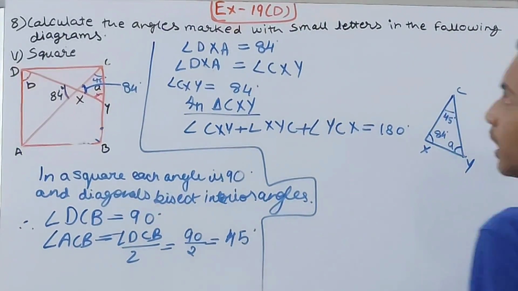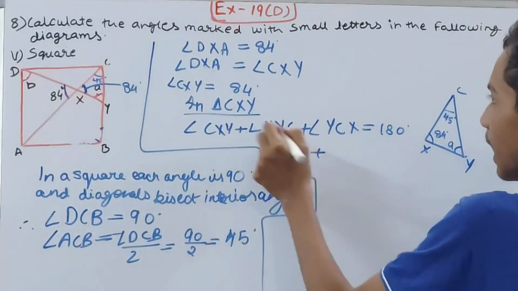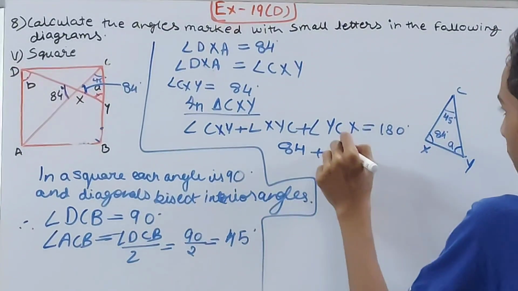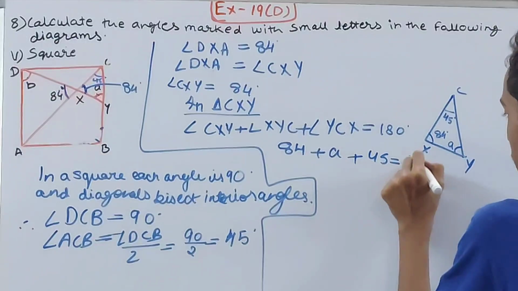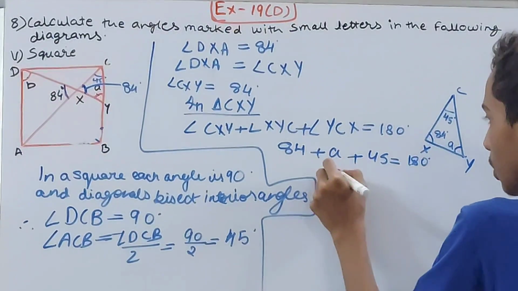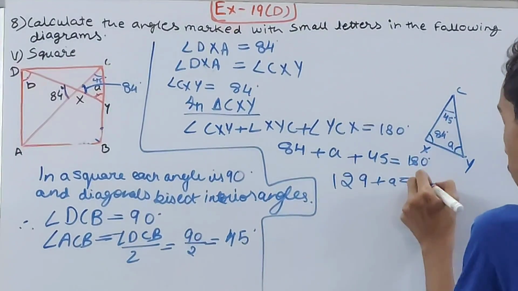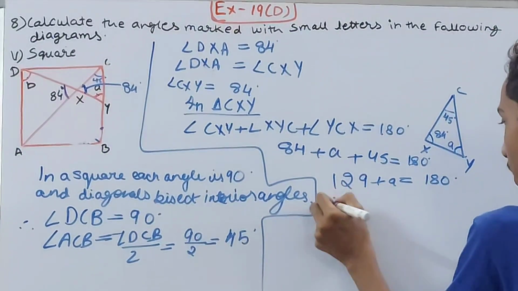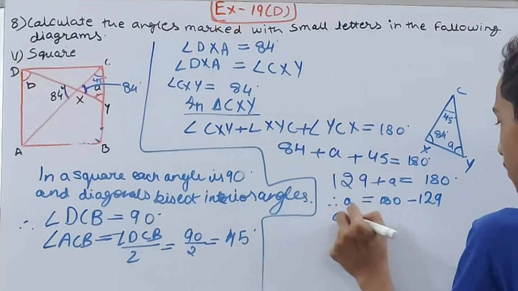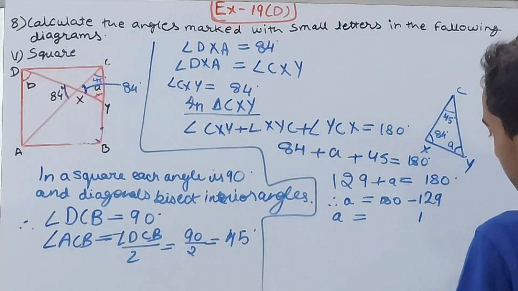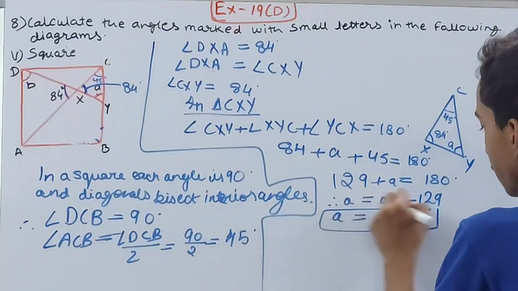So look here carefully. CXY is 84 degrees, XYC it is A, YCX it is 45, equals 180 degrees. So 84 plus 45 is 129, plus A equals 180 degrees. Therefore A equals 180 minus 129. So A will be equal to what? 10 minus 9 is 1, 7 minus 2 is 5, 1 minus 1 is 0. A equals 51 degrees.